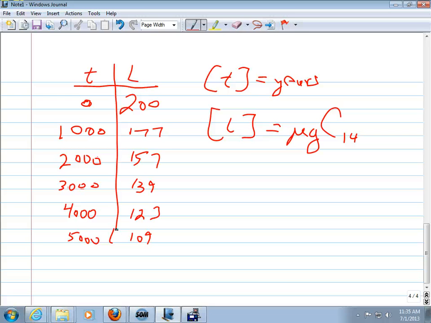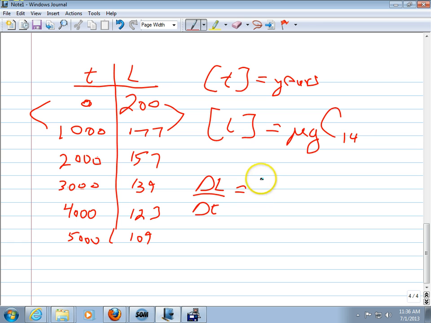What's your average rate of change? What's your slope? Is it always the same? Let's find out. What's your delta L from here to here? 200 minus 177 is? 23, okay. And 0 minus 1,000 is negative 1,000, right? So let's write that down. Instead of delta y over delta x, like slope m, it's delta L over delta t.